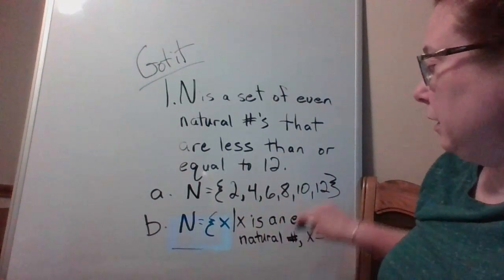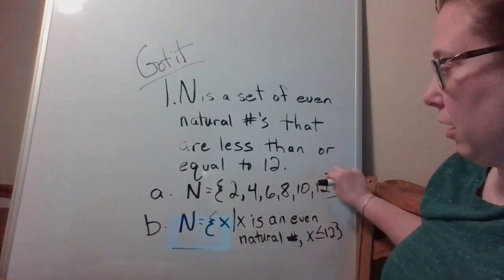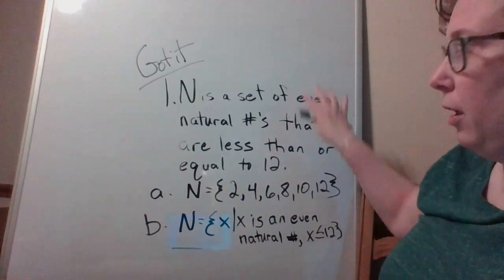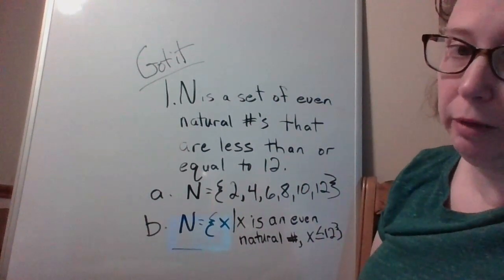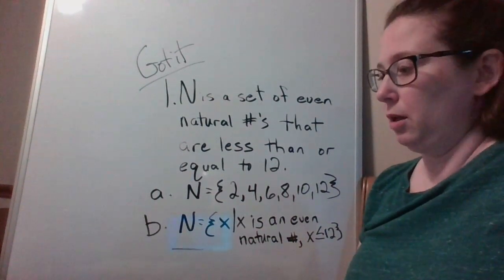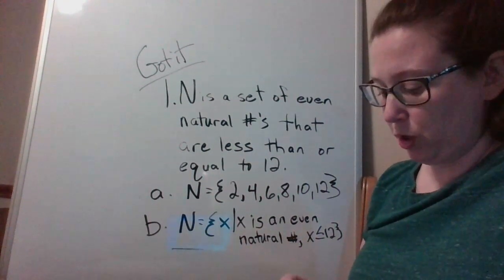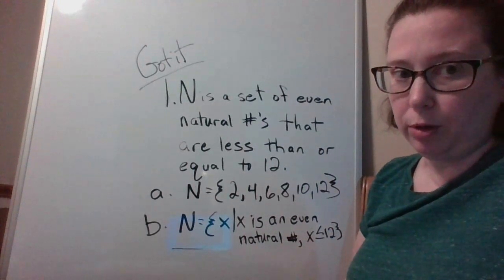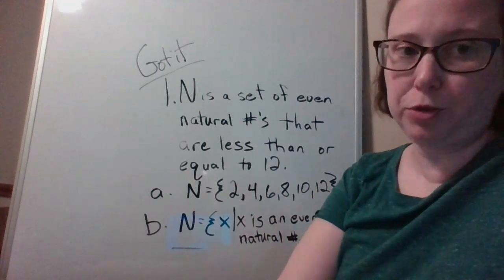That completely explains our roster form and our description of our set that we were supposed to fulfill. So that's the example for problem 1. I am going to move on to problem 2 now.